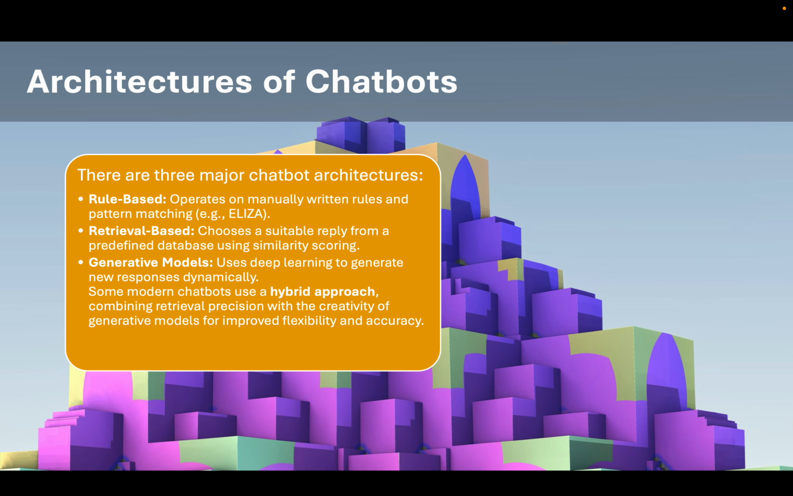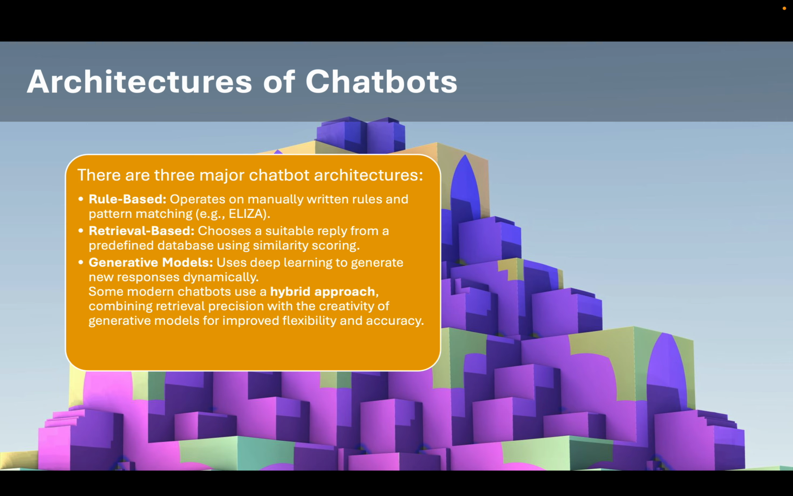Architectures of chatbots. There are three main types of chatbot architectures. Rule-based chatbots operate entirely on if-then conditions and pattern matching. They are easy to build but very limited. Retrieval-based chatbots rely on a database of pre-written responses. They use similarity scoring, for example, cosine similarity or TF-IDF, to find the most relevant answer.